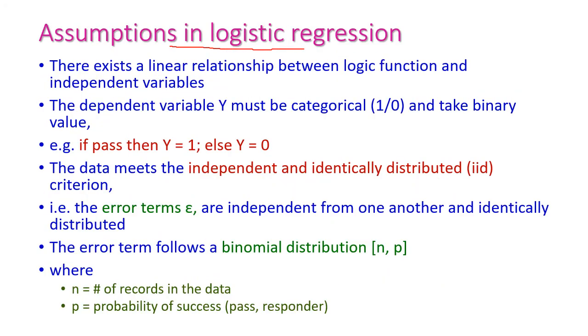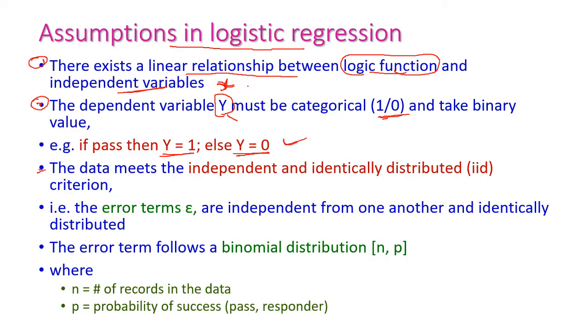Now let us see some of the assumptions in logistic regression. The first one is that there exists a linear relationship between the logit function and the independent variable x. The second one is that the dependent variable y must be categorical, so a binary value should be assigned for y. It may be either 0 or 1. For example, if it is pass, then y equal to 1; if it is fail, then y equal to 0. Likewise, y accepts only binary values.